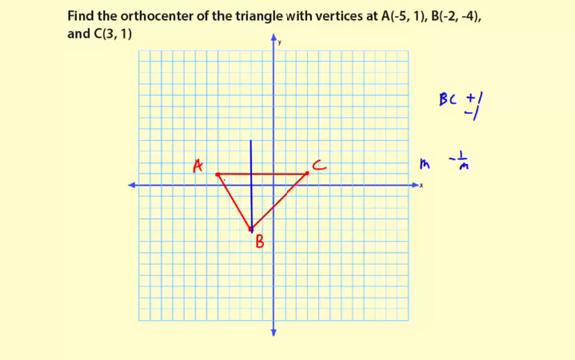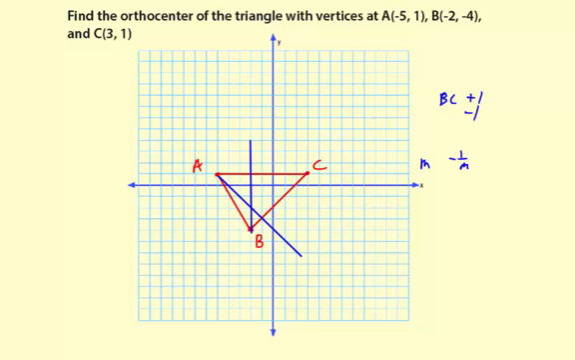Okay, so I'm going to be going from vertex A, and the slope is -1, so I'm just going a pattern down 1, right 1, like that. Okay, now I have two intersections of altitudes, and that should be enough to conclude where the orthocenter is, but I like to do all three to make sure I didn't make a mistake.